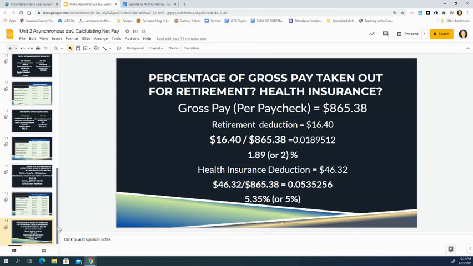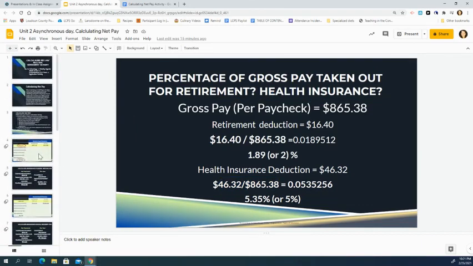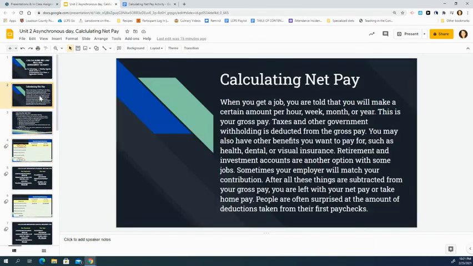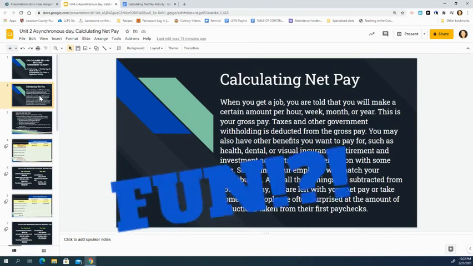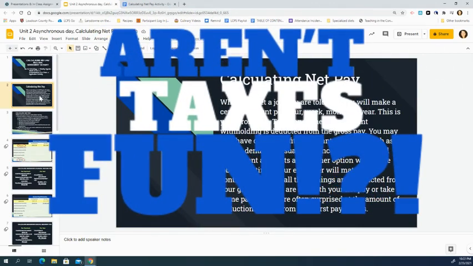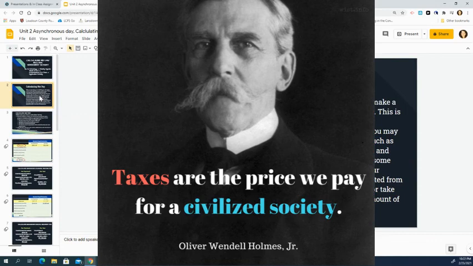Double check your answers. Make sure you've submitted your work. I hope this gives you a little bit more insight as to how net pay is calculated. It can be very surprising to see how much is taken out in deductions, but these taxes are important to pay for the society that we live in.